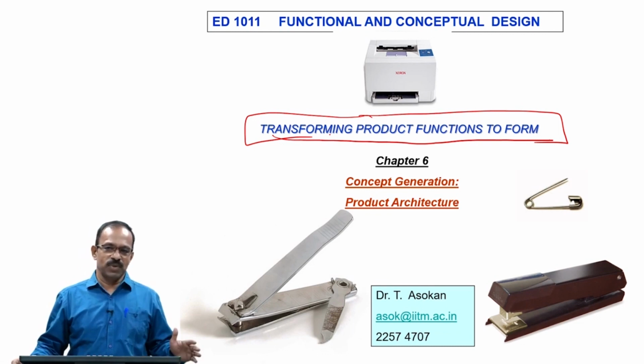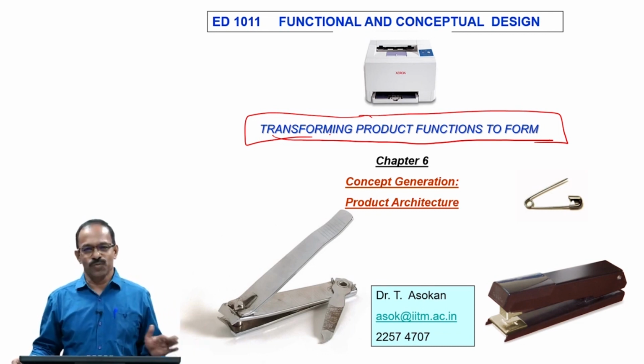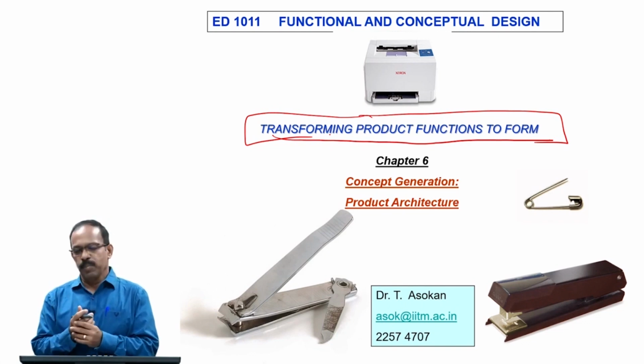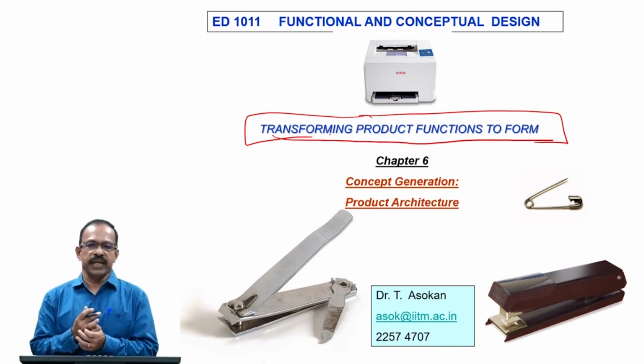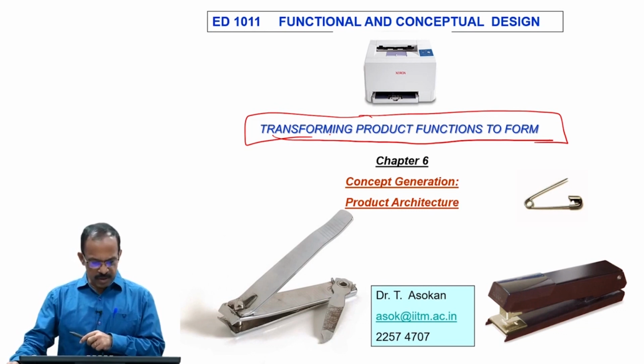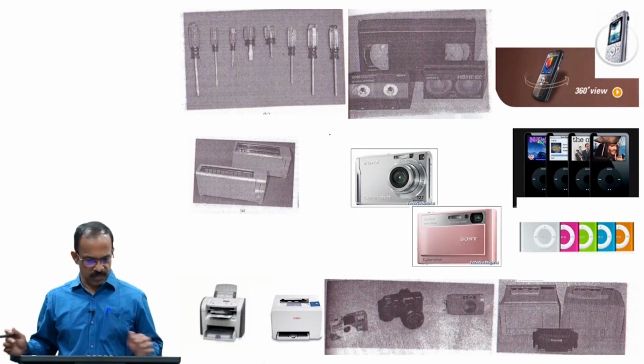In the previous chapter we were looking more at the functions. Now, we are trying to see how these functions can be given some shapes, and in what way these functions can be organized to get a particular product architecture. So, before going to the details, let me show you these pictures here.